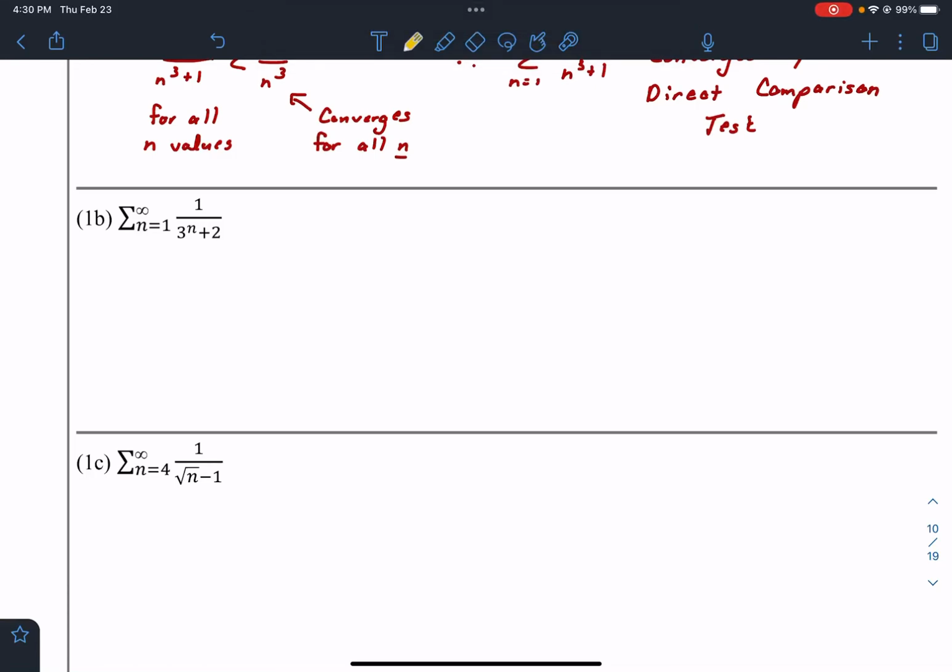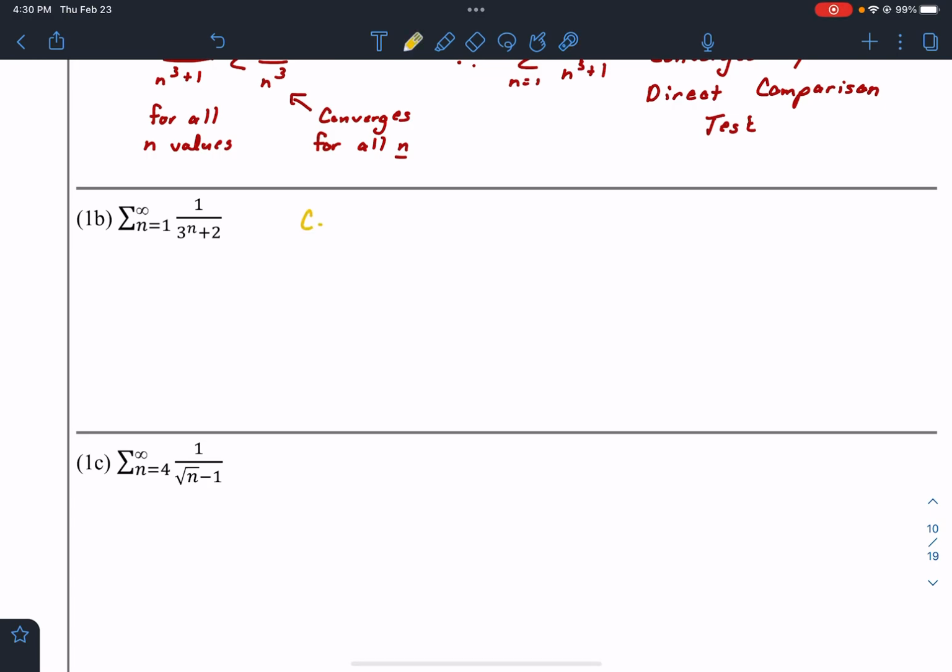1b is a little bit different. So this one has the 3 to the n in the bottom, so this is not a p-series. But I can compare it to a geometric series. The 1 over 3 to the n, that is geometric. That is 1/3 raised to the n power.